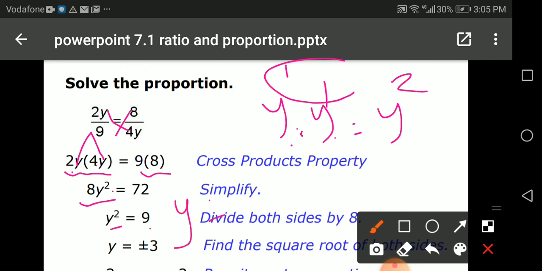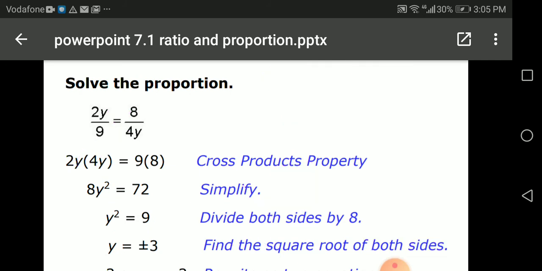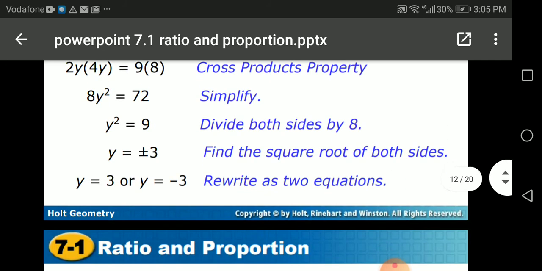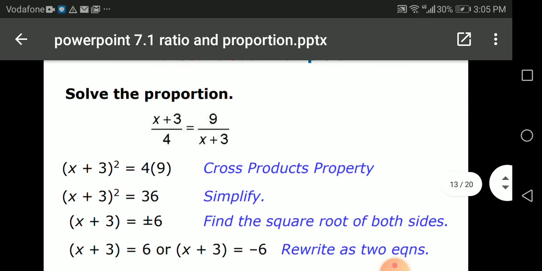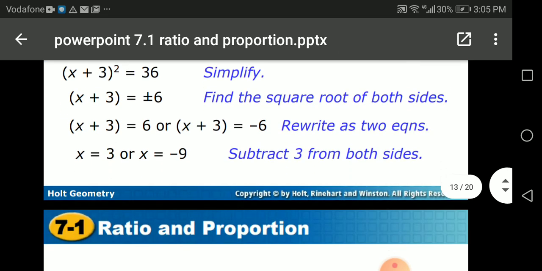So y is the square root of 9, which gives me positive or negative 3. So y is positive or negative 3. This is also the same idea, guys.